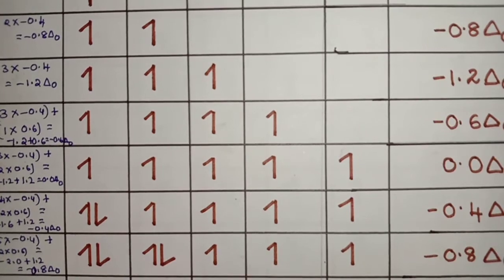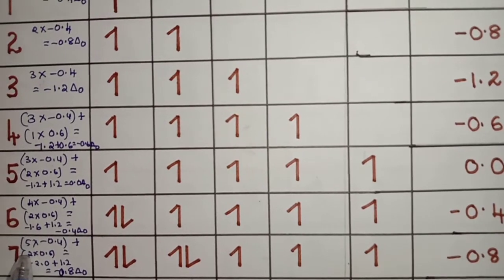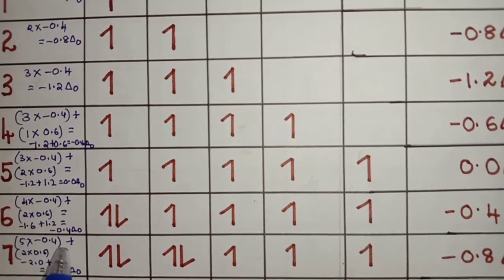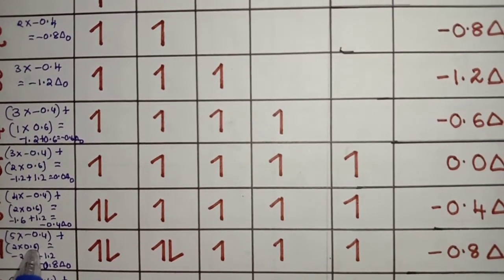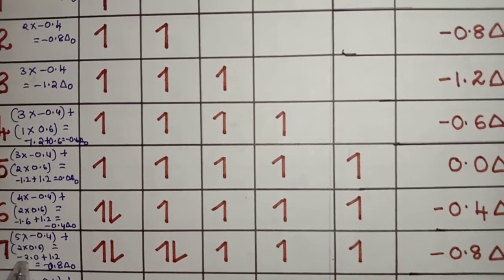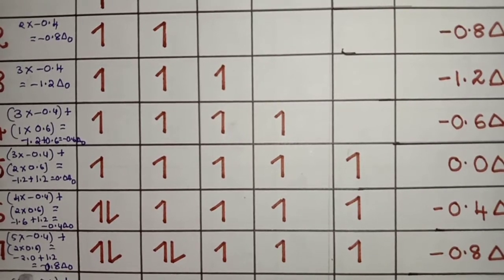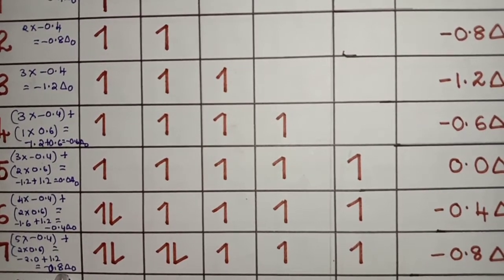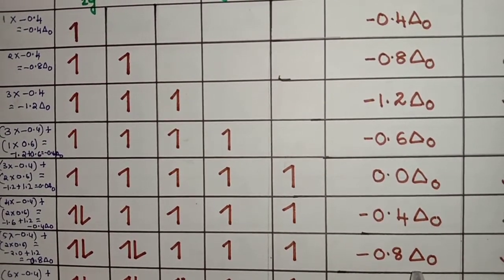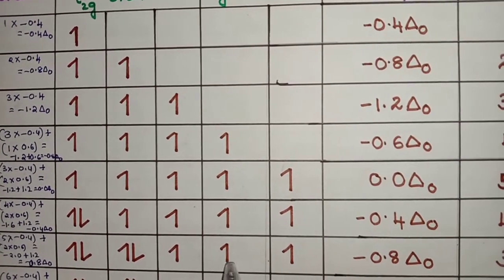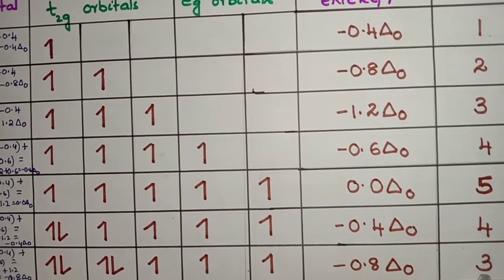Number of electrons in T2g: 1, 2, 3, 4 and 5. So here I have done the calculation. 5 into minus 0.4 plus number of electrons in Eg, 2. So 2 into 0.6. 5 into 0.4 is 2.0, 2 into 0.6 is 1.2. So minus 2.0 plus 1.2, it is equal to minus 0.8 delta O. That's what I have written here. Total number of unpaired electrons is 1, 2 and 3. Okay students, clear? So this is what I have written here.